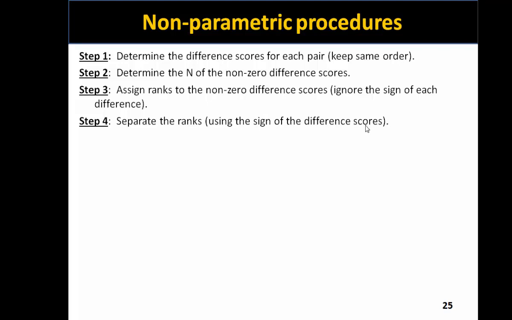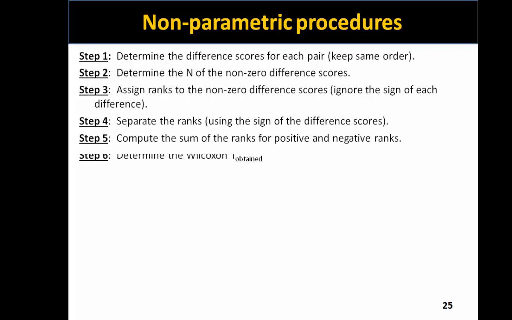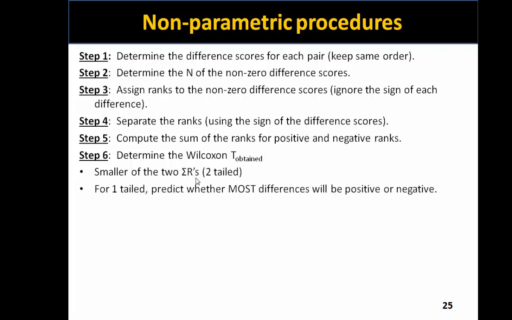So we assemble the ranks for all the negative difference scores, and the ranks of all the positive difference scores. The sum of the ranks was then computed vertically for both the positive and the negative side. The Wilcoxon T is then determined, and we're not going to go through the mathematics in this lecture, but there is another set of equations used to determine the Wilcoxon T. The smaller of the two ranked summation scores is then obtained.